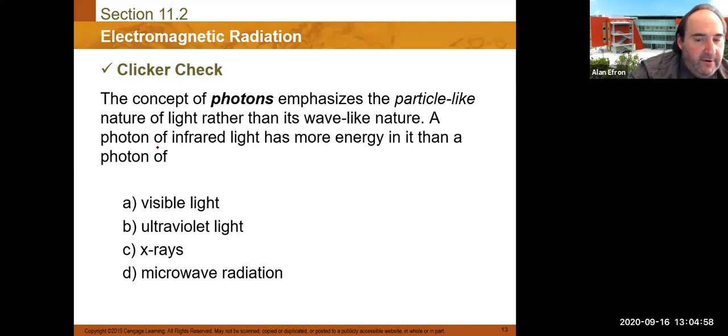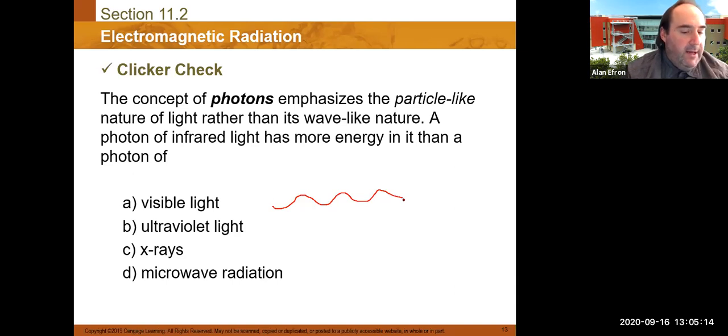So the concept of photons, particle-like nature rather than wave-like nature. The idea is as these waves are being given off, there were a lot of experiments done to basically show that waves could have particle-like functions and particles could have wave-like functions. And that's how we could tie something like electrons to a wave sort of function, if you will.